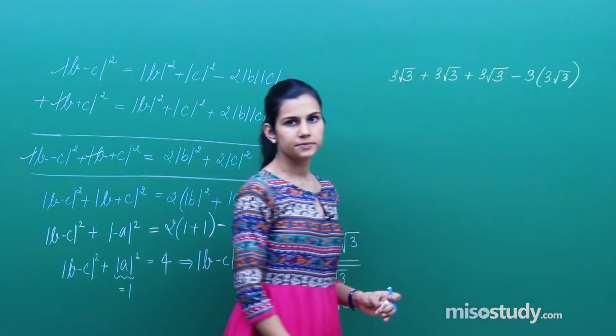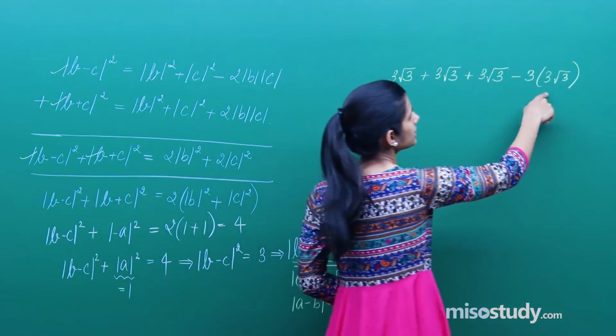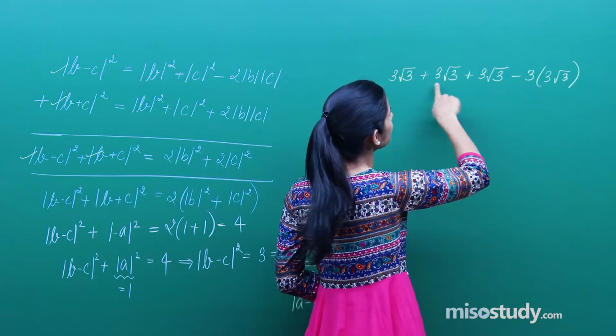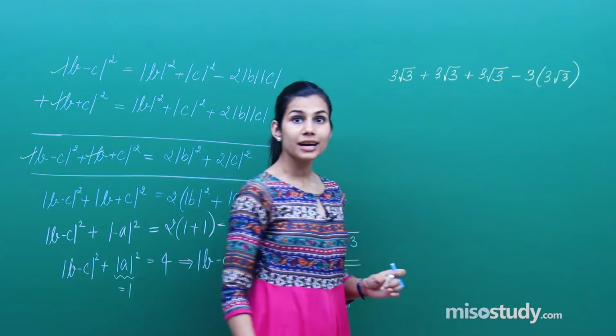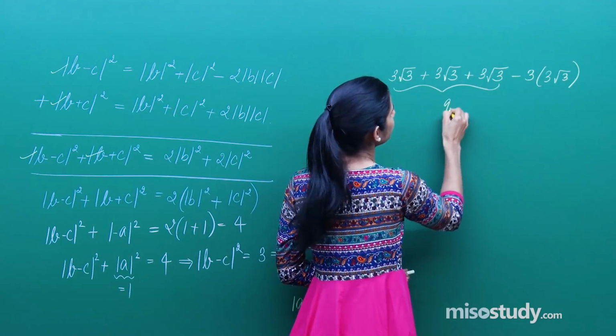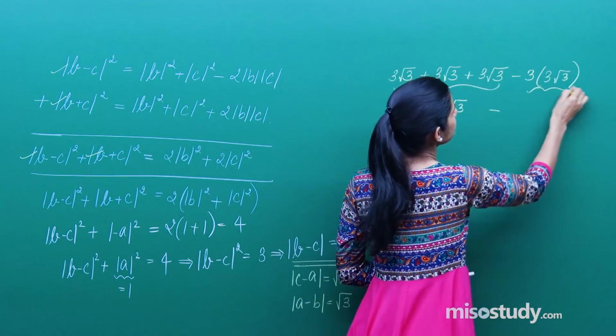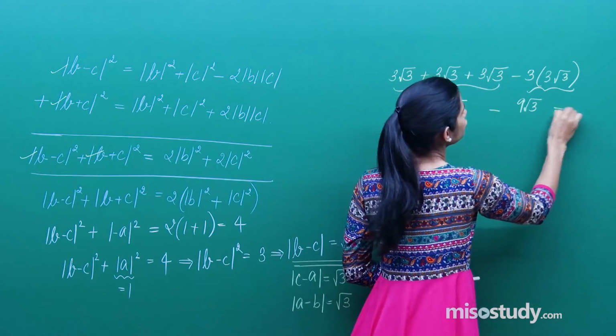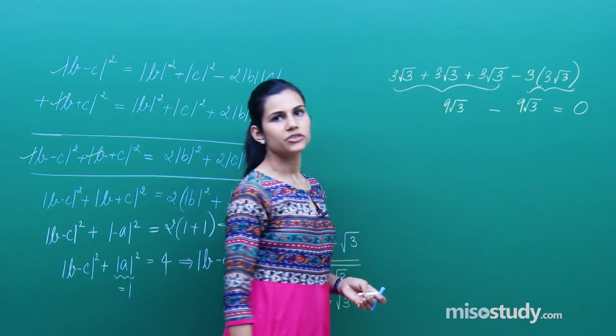What do you get? It's very simple. This is 9 root 3 and this is 3 root 3 plus 3 root 3 plus 3 root 3, which means thrice of 3 root 3, which is 9 root 3. So this is 9 root 3 minus this is 9 root 3. Eventually you get the integral answer as 0.